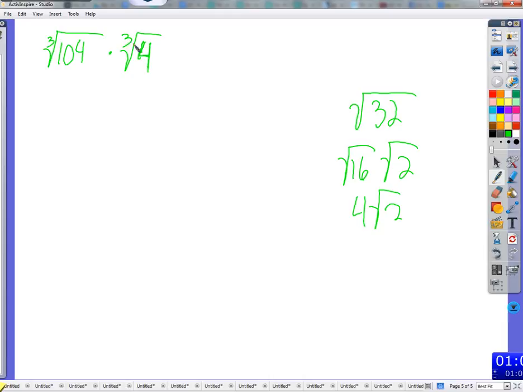But does 4 have a third root? No, because nothing times itself 3 times is 4. Well, there is some number, but it's an irrational number.